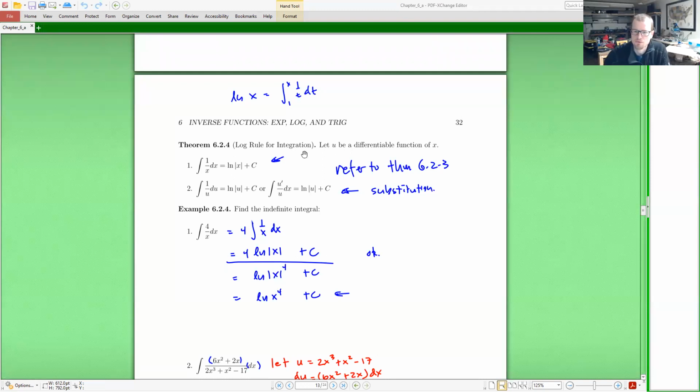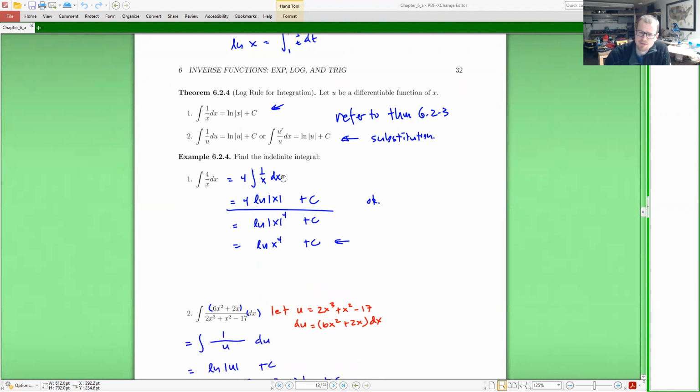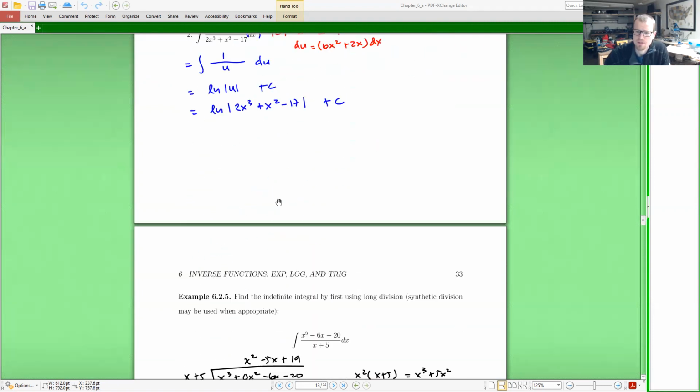So again, log rule for integration is what we're taking a look at now. And we're using essentially this theorem. Either we explicitly have the integral of 1 over x, or we're going to make some substitution so that we have the integral of 1 over u, du, of course. So we want to make use of that. So we did that in two examples here.